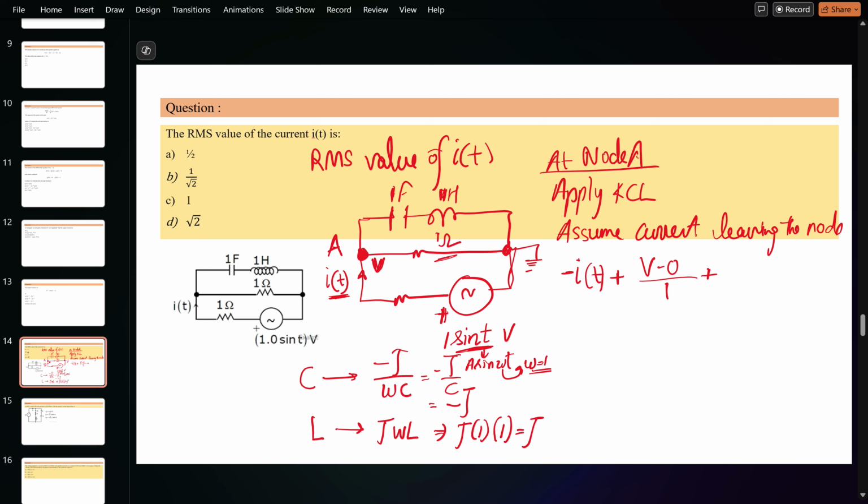Okay. So for the whole circuit, what is the impedance here? So it will be V, the voltage at node A, that is V minus 0, because the current which I am assuming is out of that node.